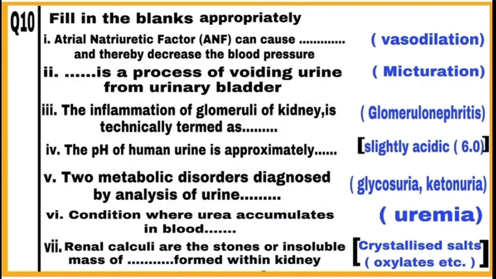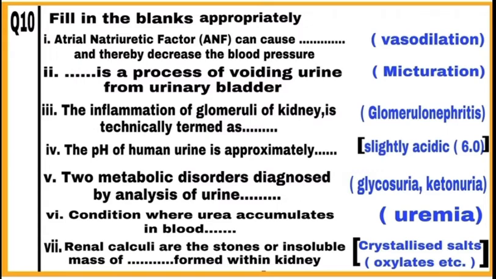Question 10. Fill in the blanks appropriately. Number 1. Atrial natriuretic factor or ANF causes vasodilation and thereby decreases the blood pressure. Number 2. Micturition is the process of voiding urine from urinary bladder. Number 3. The inflammation of glomeruli of kidney is technically termed as glomerulonephritis. Number 4. The pH of human urine is approximately 6.0. Urine is slightly acidic in nature.